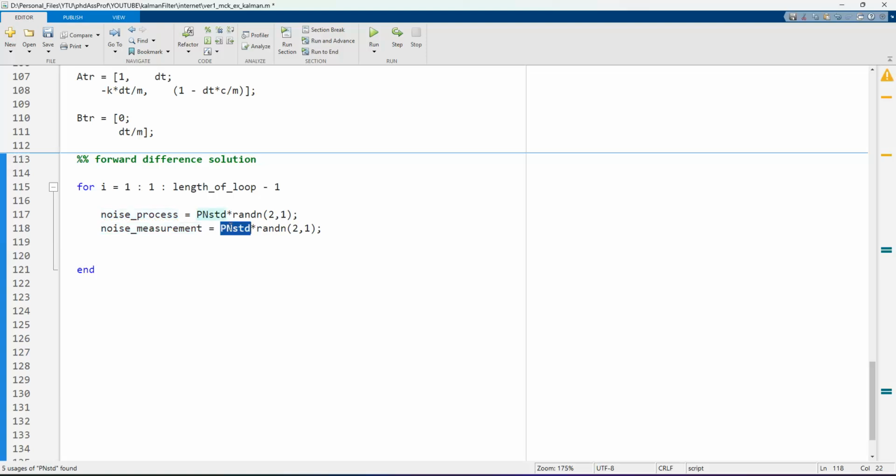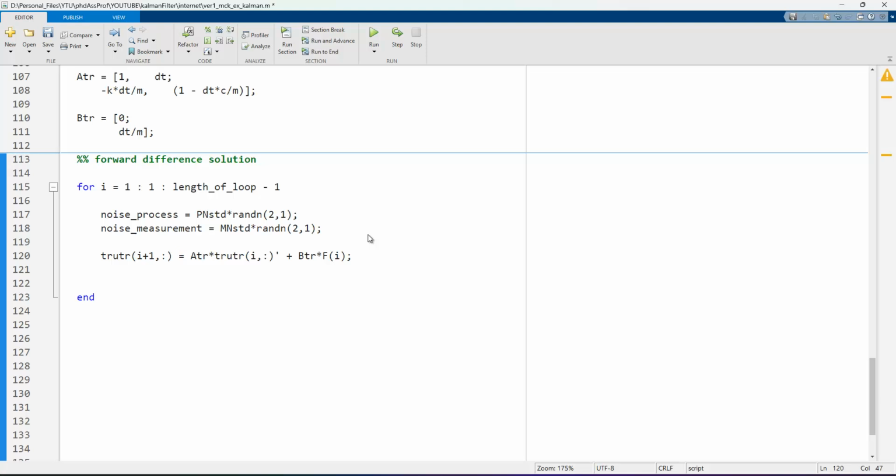Measurement is given by the mn std values. It's the variance of the measurement noise, and so we can generate the output. In the first place, true_tr(i+1) of the two states is assigned with Atr times true_tr(i) of the two states, transpose, plus Btr times Phi.